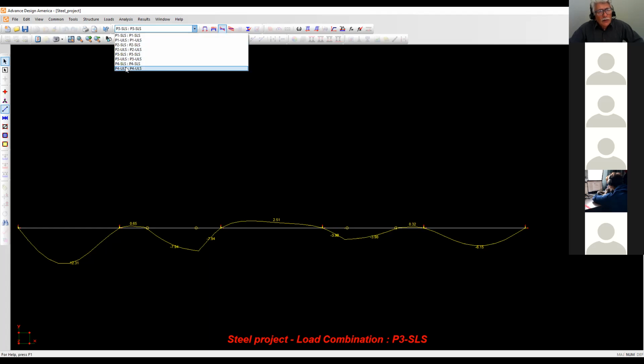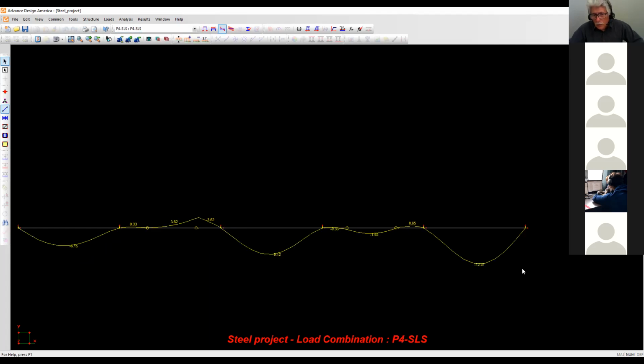And then I go to case number 4, same thing. Oh, 12.3, still good, still very good. So as far as L over 360 is concerned, these beams are stiff enough. And that's the best way to do it.